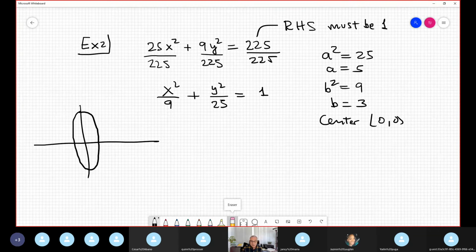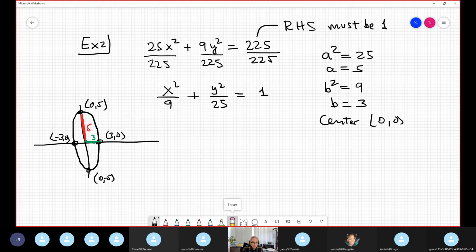This distance is 5 and this distance is 3. Now it's obvious that the vertices of our ellipse are located at this point and this point, which are 0,5 and 0,negative 5, no? And the endpoints of the minor axis are located at 3,0 and negative 3,0.